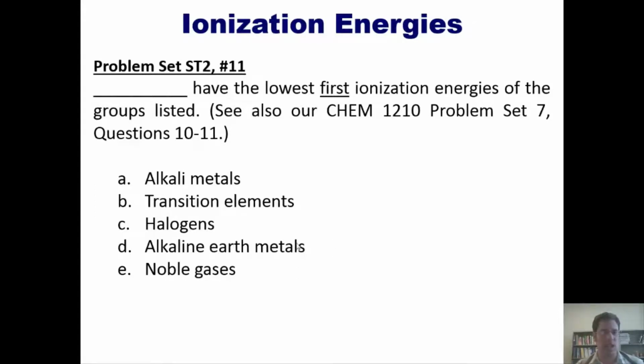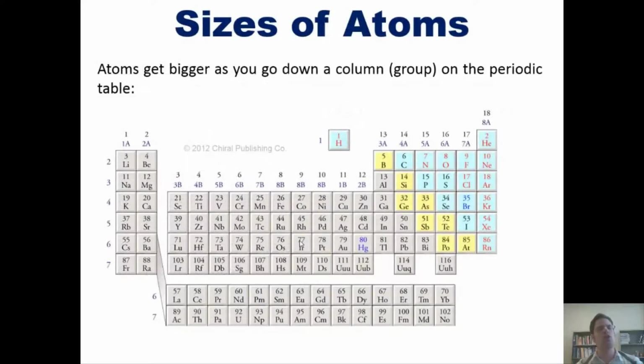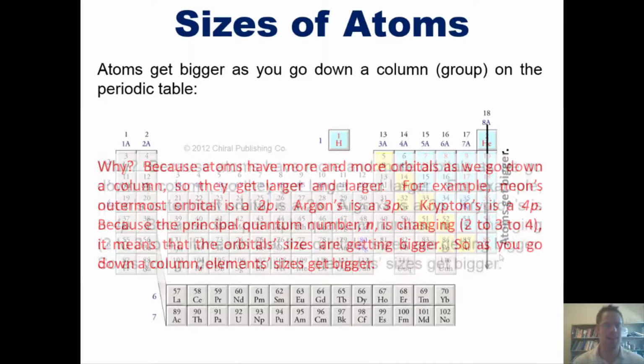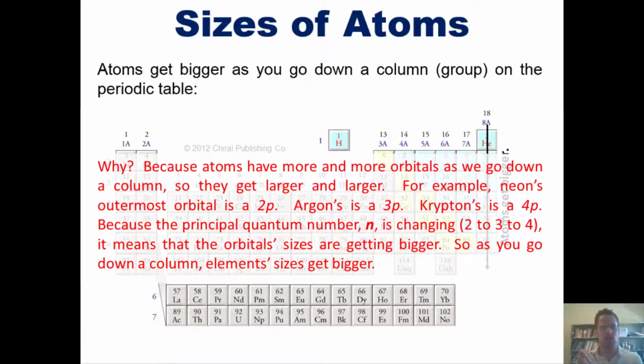Let's move on to the next one, which is sizes of atoms, also known as atomic radii. As it turns out, atoms get bigger as you go down a column or a group on the periodic table. Why? Well, because atoms, as you go down a column on the periodic table, have more and more orbitals and more electrons.